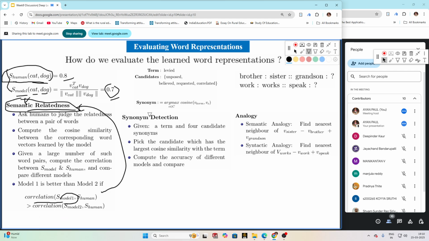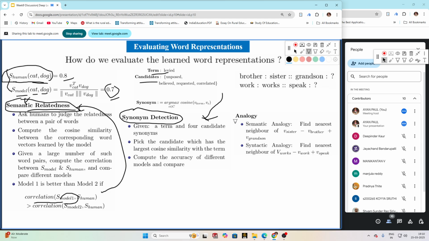Now, what is our second task? The second task is known as synonym detection. You all know that words which have the same meaning are known as synonyms. So we have a term and we have a candidate. Our target, or loss function, is to maximize the cosine similarity between this term and this candidate term. That is how we can find out which model performs well. So this is the second task by which we can evaluate our model.